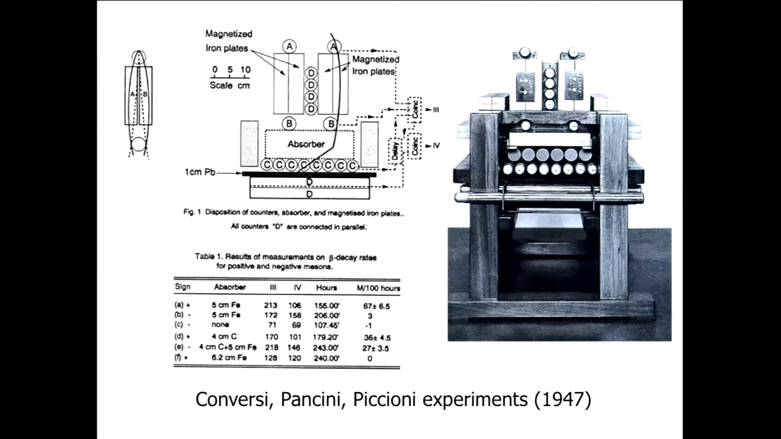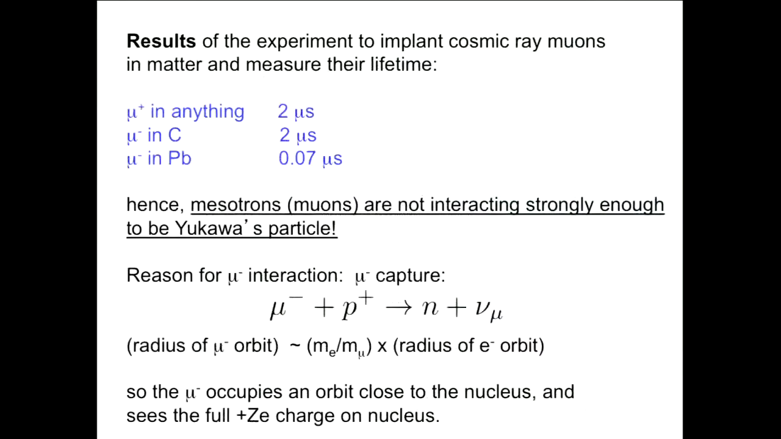This is their apparatus. Essentially, what they were doing is waiting for cosmic rays to come into the experiment, and then stopping them in various different materials and measuring the lifetime. And these are their results.